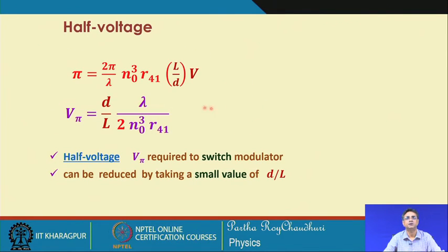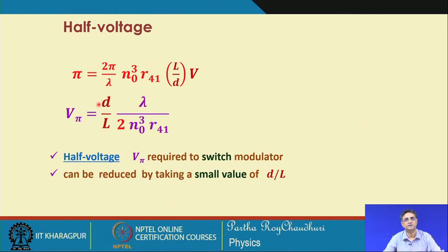So let us use pi equal to twice pi by lambda n 0 cube r. Once again, the half voltage is also proportional to this. This gives you a feature that by choosing the ratio L by D, you can actually reduce the number. In this case this was about 9 kilovolt. Now, suppose D by L is equal to 1 by 9, then it reduces to 1 kilovolt. So the half voltage V, which is required to switch the modulator, can be reduced by taking a small value of D by L.